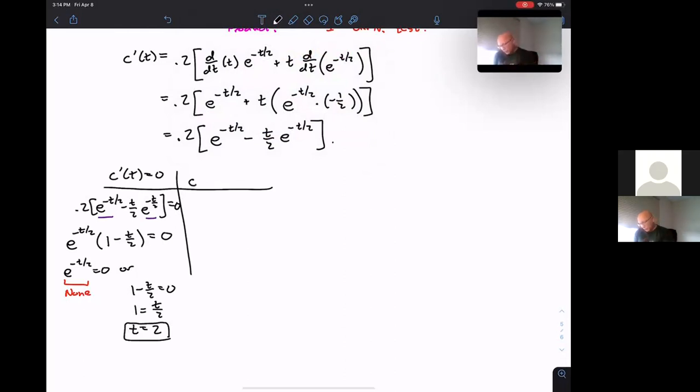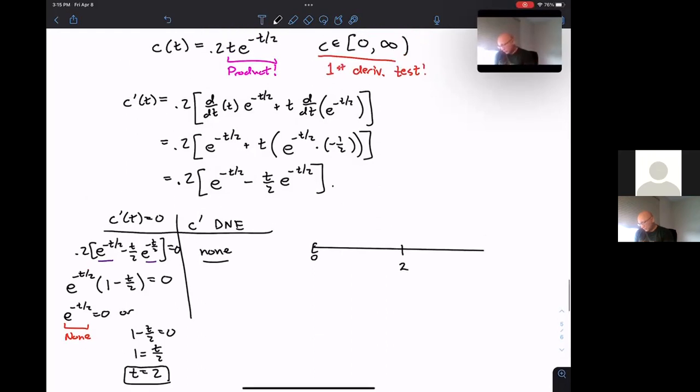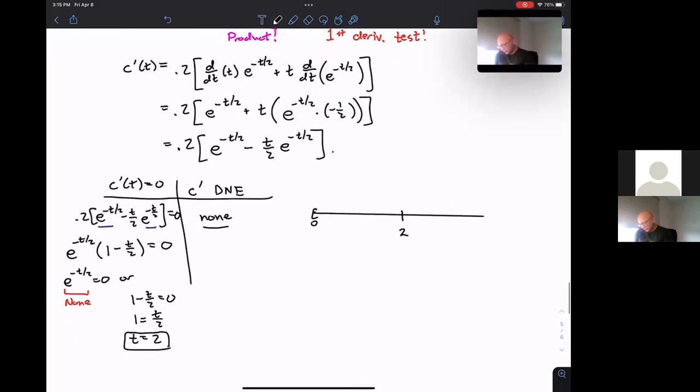I also should check quickly, right? Are there any times where the derivative does not exist? And given these functions, no, there's no issues here, right? No matter what t I plug in, there's no problems, there's no domain restrictions. So there's none of these. Okay. Just one critical number. This is typical, right, in these situations. I'll do my number line test with my one critical number t equals 2. And I should be careful. I don't want to plug in numbers less than 0, right? My starting point was 0.